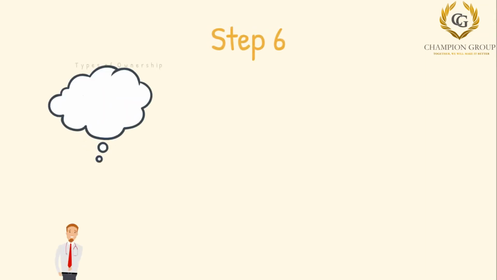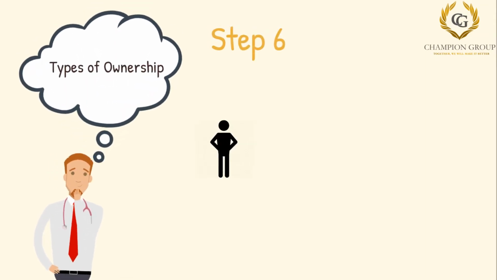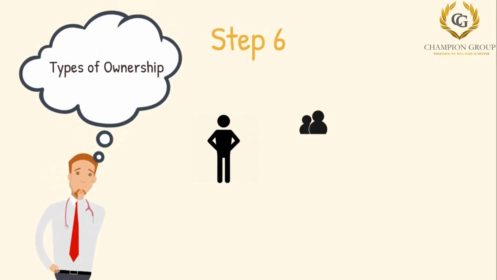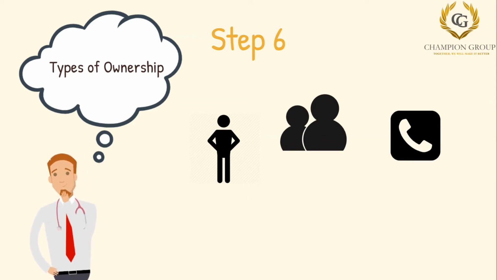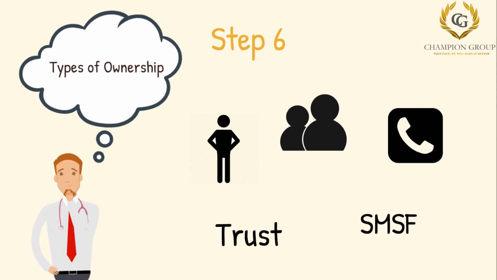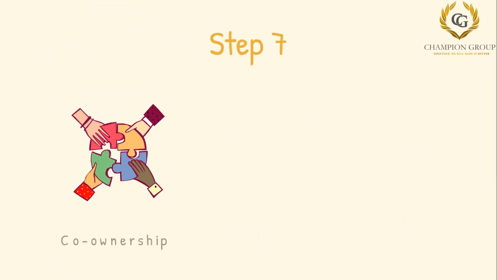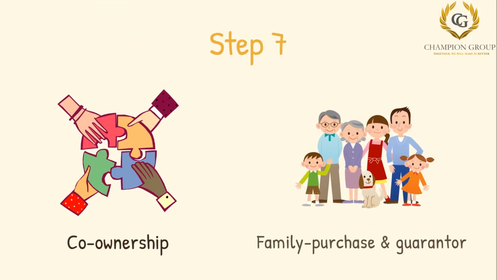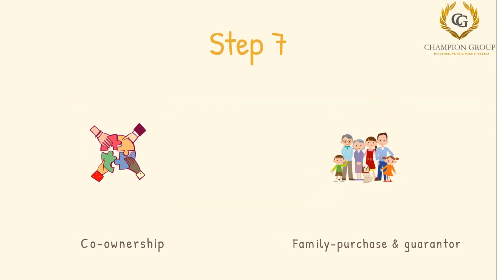Step 6. Types of ownership. Individual names, single or couple. Joint tenancy and tenancy in common. Company, trust, SMSF. Step 7. Get started with co-ownership, family purchase, family guarantor. Start young.